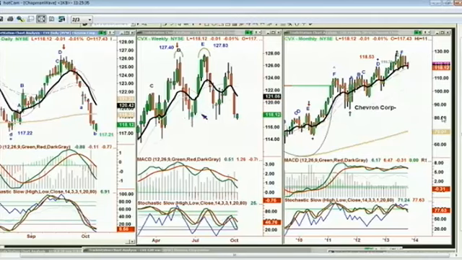These are the stocks that I was trying to scan quickly during the break. Now, I had a question.